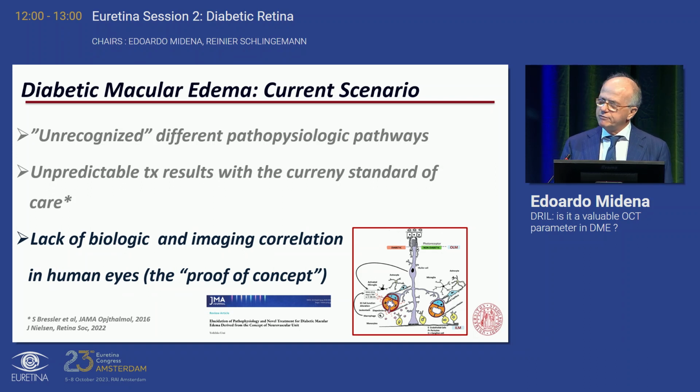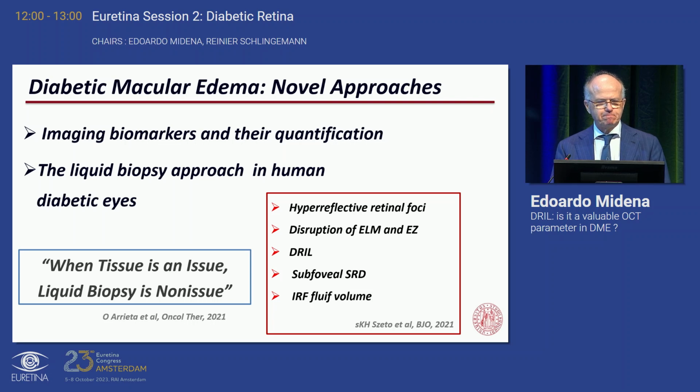The different pathophysiologic pathways, not just permeability or primary permeability changes, based on the unpredictable treatment results shown before, even by the previous presentations. And more importantly, we are a very specific area of medicine. We are no more accustomed to find biologically the proof of concept of what we are defining. So there are two situations.